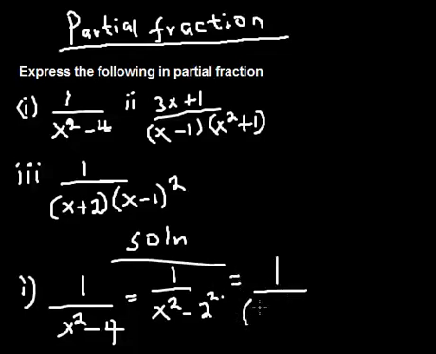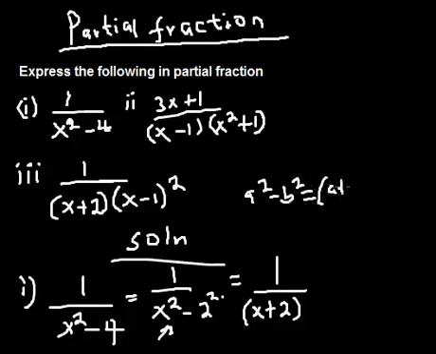Once you see this, it is called a difference of two squares. x squared minus 2 squared, or in general a squared minus b squared, is a difference of two squares, which if you factorize gives you a plus b and a minus b. That's exactly what I'm doing here, so that's going to be x plus 2 and x minus 2. So this is what I'm going to express as a partial fraction.